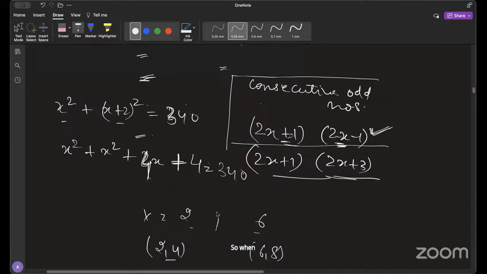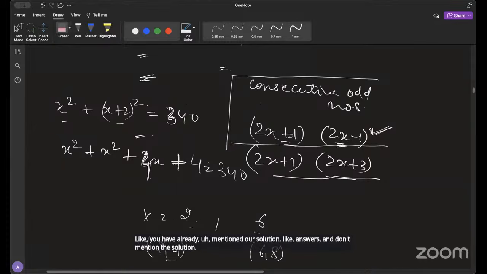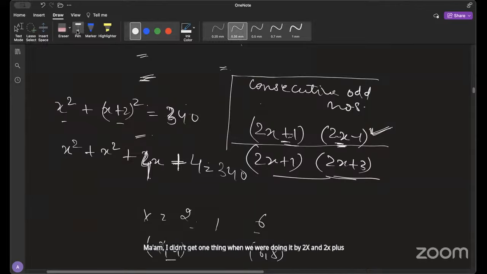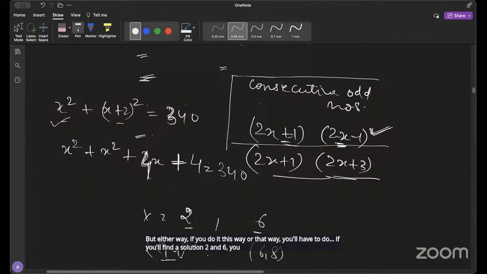Ma'am, I didn't get it. Yeah, you were doing it right, like 2x plus 2x equal. You have already mentioned the solution, like the answers. Ma'am, I didn't get one thing when we were doing it by 2x and (2x plus 2) whole square. You were saying that it's fine too. I thought something else and then I erased it. But either way, if you do it this way or that way, if you find the solution 2 and 6, you'll have to take the 2 and 4 pair and the 6 and 8 pair.